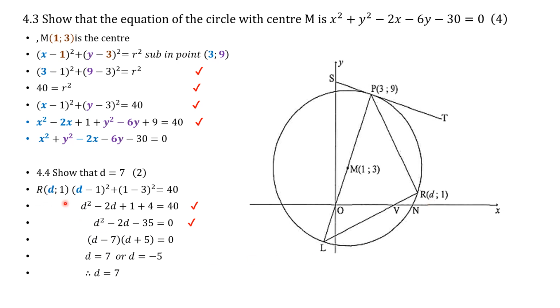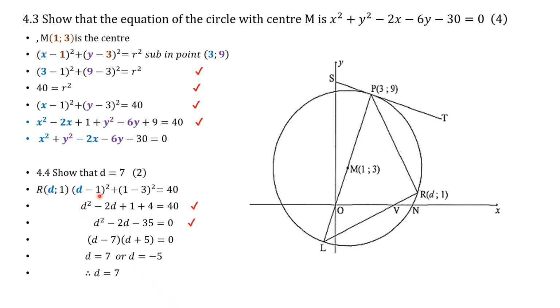So R (d, 1), so there in the place of x, x becomes d, and y becomes 1 because y is 1. So d times d, d squared. d times negative 1 times 2 would give me negative 2d.